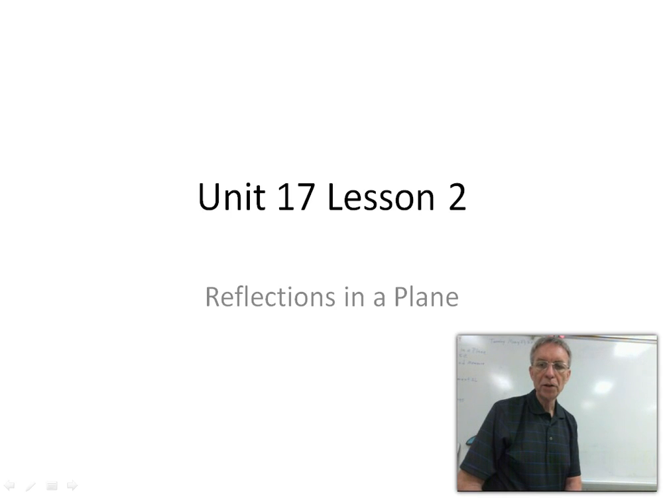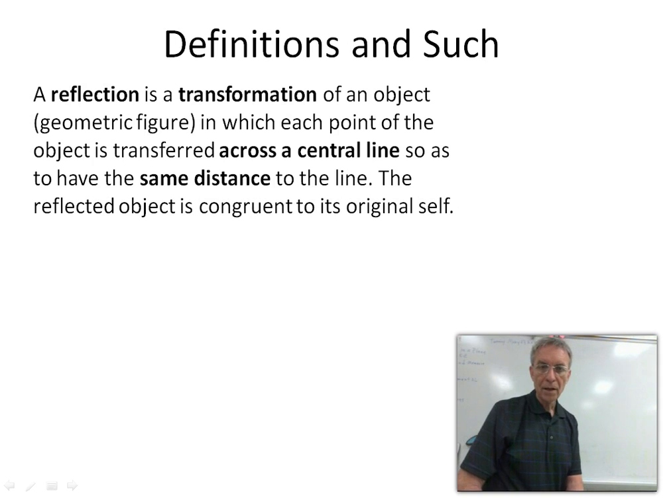All right, this is Unit 17, Lesson 2, called Reflections in a Plane. What we're talking about here is, as we talked about yesterday about transformations or translations, we're going to talk today about reflections. A reflection is a transformation of an object or a geometric figure in which each point of the object is transferred across a central line so as to have the same distance to the line. The reflected object is congruent to its original self.